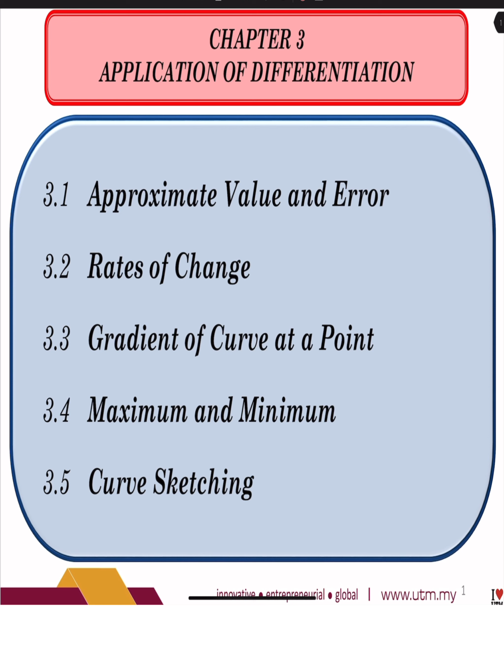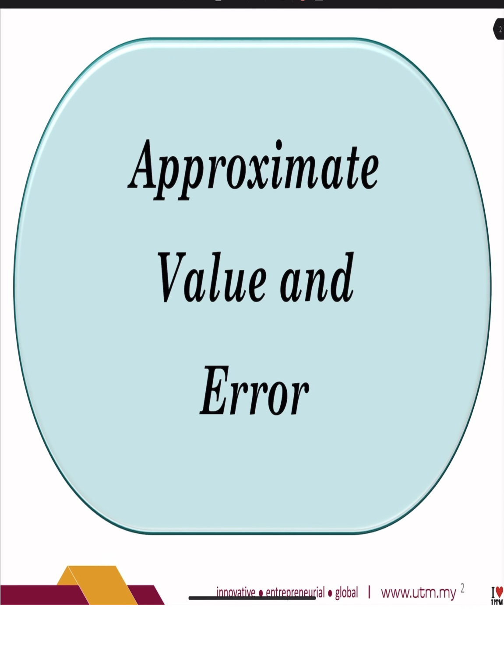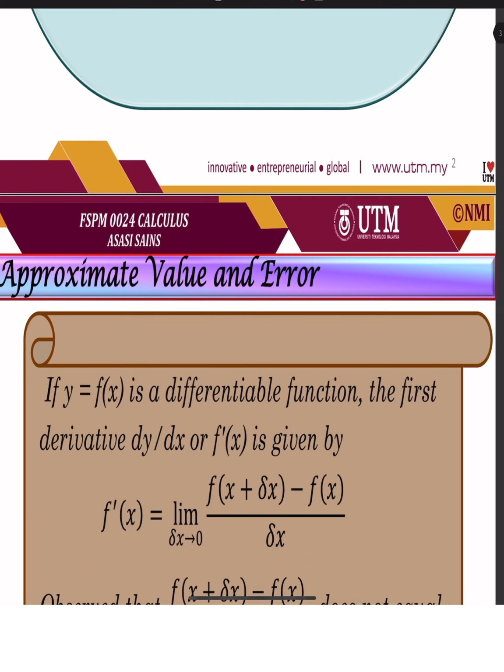Okay, so now we move to chapter 3, which is application of differentiation. So we have 5 subtopics here. The first one is approximate value and error. Second one is rate of change, and then gradient of curve at a point, maximum and minimum, and also curve sketching. So this time we will look at the first subtopic, which is the approximate value and error.